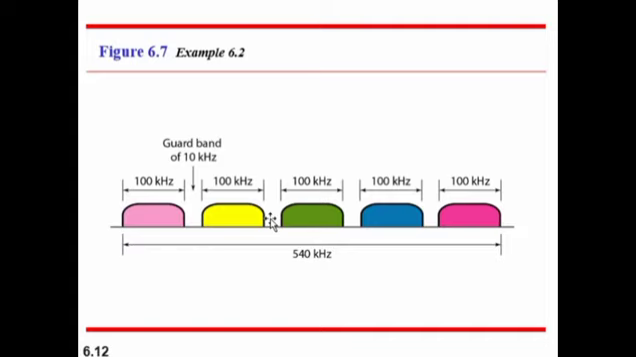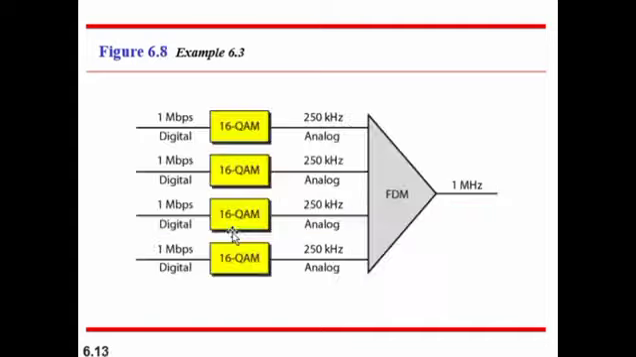Now there is another example of the FDM, where we have different digital signals, right? So this is quadrature amplitude modulation. If you remember, we discussed how we convert digital signals into analog signals. So here there is a conversion from the digital signal to the analog signal, and then they pass through the FDM, where they are collected, or we can say assembled, into one single channel, right? So this is another example of frequency division multiplexing.